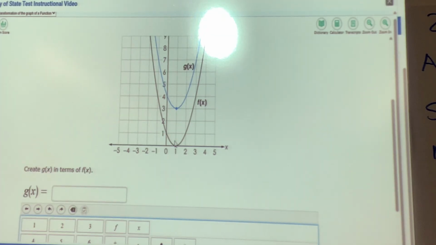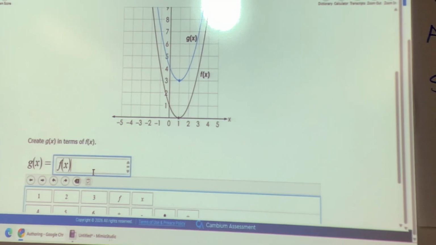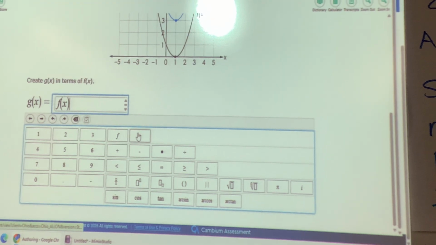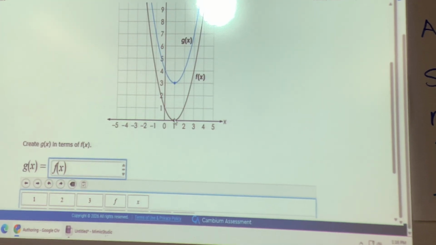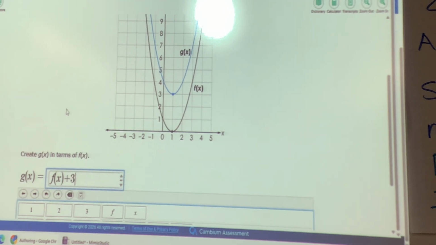On this one, create g of x in terms of f of x. If you look at the keyboard down below, do you see that it has the f of x on it, which means you're going to need f of x in your answer? And then you just look at the graph, and it goes from 0 up to 3. So you're just saying plus 3.